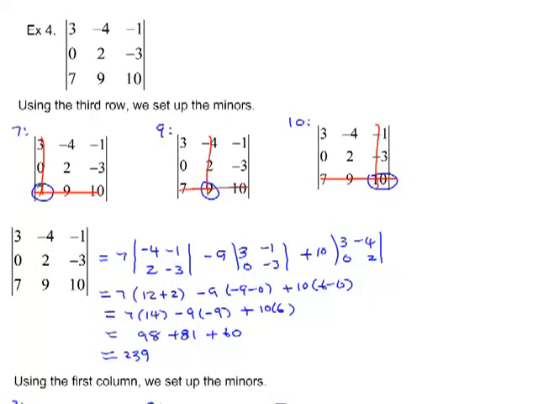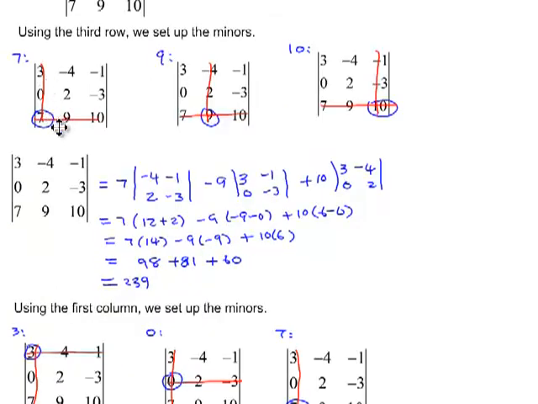This time I will use a different row, so I will use the third row and set up the minus. So 7, cross out first column, third row. You have the remaining entries for the minor. 9, cross out the third row, second column. Remaining entries will be the minor. 10, cross out the third row and the last column. Remaining entries will be the minor. See? It's getting easier each time.